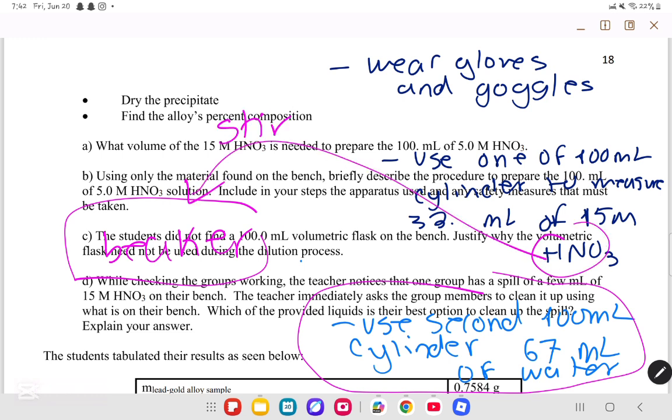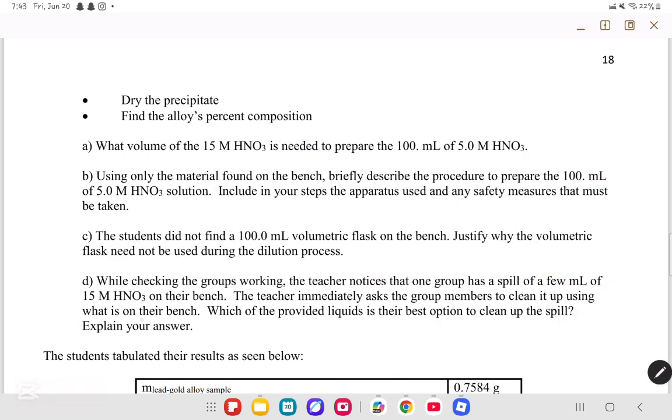So first you will wear gloves and goggles. Use one of the 100 milliliter cylinders to measure the 33 milliliters that we found over here of 15 molarity HNO3. Then you will use the second 100 milliliter cylinder to measure 67 milliliters of water, or the remaining. So it's gonna be 100 minus this. Okay, then you will transfer the water to a beaker, and then you will empty the acid into the beaker of water, and you will stir meanwhile.